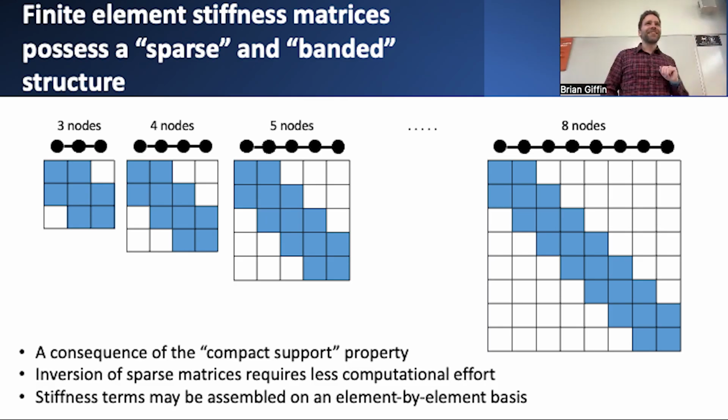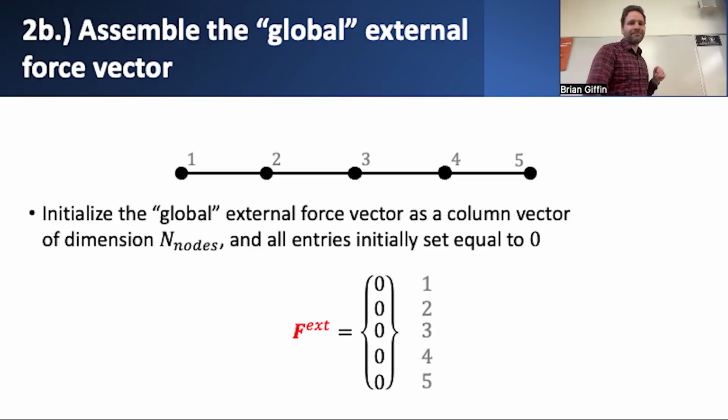So that's an interesting observation that we can take away from this: finite element stiffness matrices really are efficient from a computational standpoint precisely because they possess these properties. All right. Now, we've assembled the stiffness matrix just by looping over all the elements, summing individual element stiffness contributions.